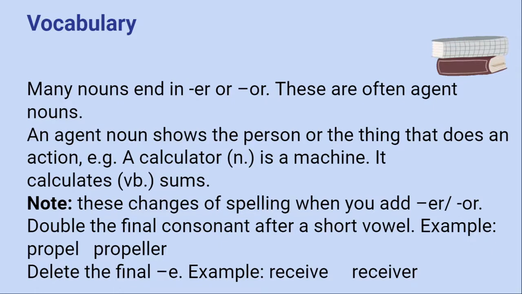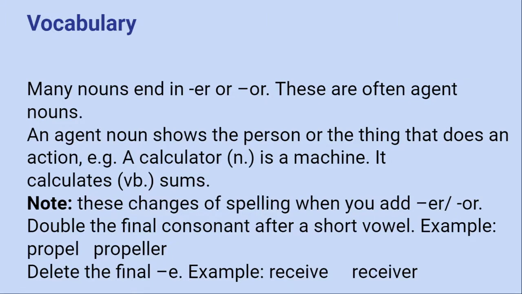So now we move to a quick review of vocabulary in which we are going to look at agent nouns. So many nouns end in ER or OR, and these are often agent nouns. An agent noun shows the person or the thing that does an action, the doer. So, a calculator, which is a noun, is a machine. It calculates sums.